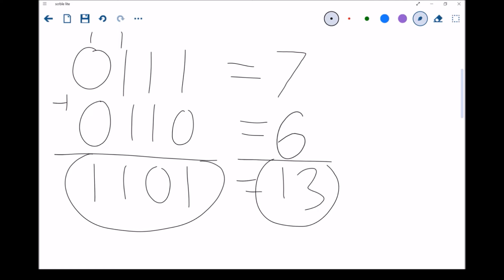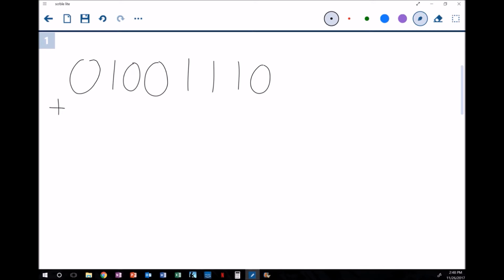So that's the basics when it comes to adding binary numbers. Of course, it just follows the same principles as you go along. Now this next example is a little bit more difficult. The numbers that we're going to add: 0, 1, 0, 0, 1, 1, 1, 0, plus 0, 0, 1, 1, 0, 1, 1, 0.